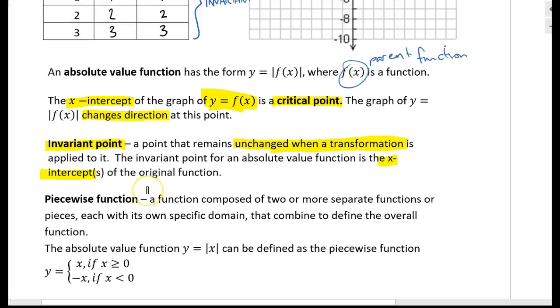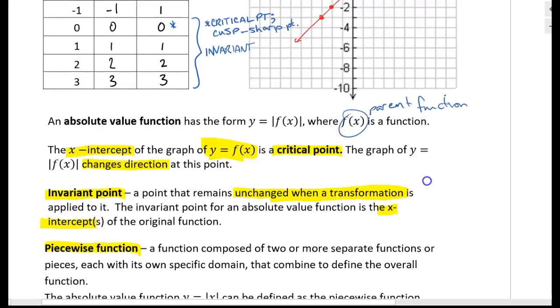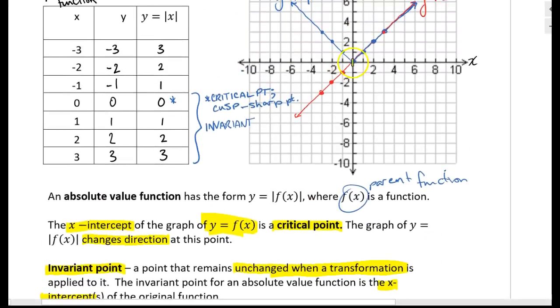Okay, the last idea that we haven't looked at yet and we haven't heard about is what we call a piecewise function. Now because of this weird cusp, this sharp point, we can identify that these are actually two separate pieces of the same graph. So this left-hand side and the right-hand side could be expressed as two different functions because of that sharp point.